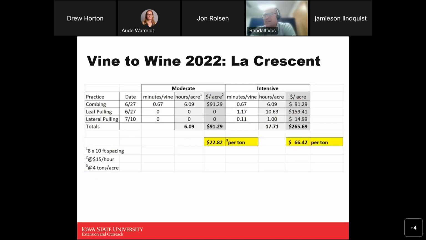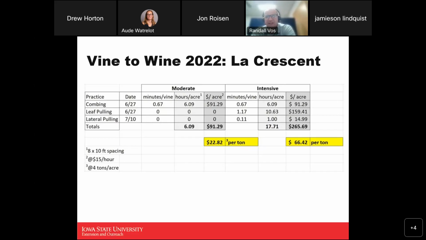So, I just crudely figured out the cost of doing this, and these are probably underestimating the cost and overestimating the time though, because I was starting and stopping with a stopwatch and all that. But just to comb those vines, I estimated, if you're pulling 4 tons per acre, it would cost you an extra $25, $30 per ton. And if you're doing very intensive canopy management, around $70, $75 a ton. Again, that's probably a low estimate.